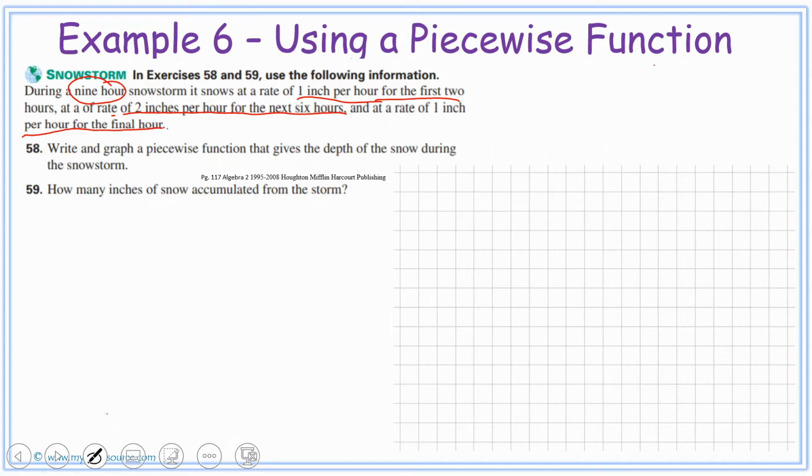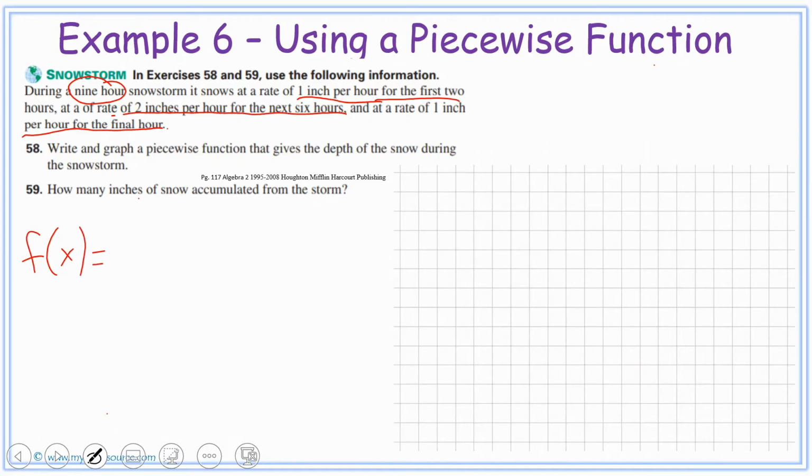Number 58 wants you to write and graph a piecewise function that gives the depth of snow during the snowstorm. And then number 59, how many inches of snow accumulated from the storm. Number 59, you could probably just do that in your head, but they do want you to have a piecewise function shown and graphed. So let's go ahead and do this one. These ones could be tricky at first, so you have to be careful that you're making sure everything works.